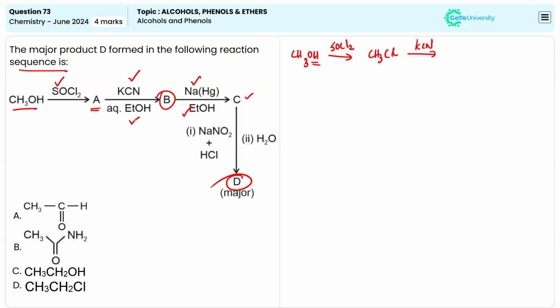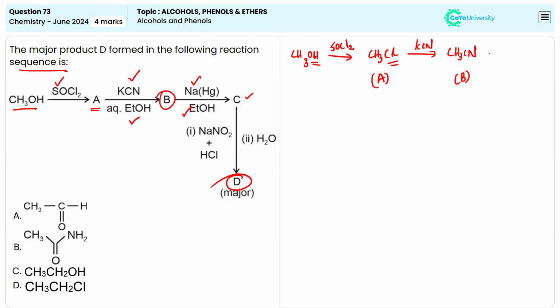Okay, now the CH3Cl is reacting with potassium cyanide in presence of ethanol. So in presence of ethanol, the chlorine will be substituted by the CN group and they will produce CH3CN, that is methyl nitrile. And here we can say that A is CH3Cl and B is CH3CN.